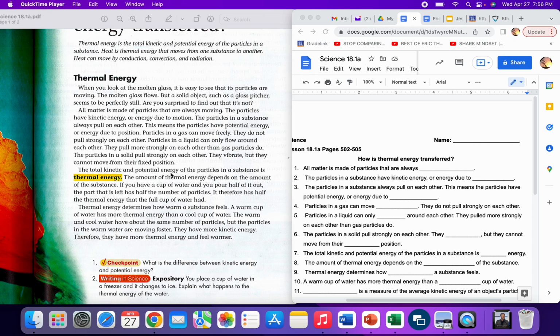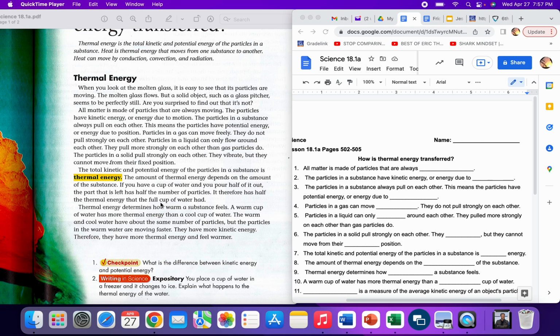The total kinetic and potential energy of the particles in a substance is known as its thermal energy. The amount of thermal energy depends on the amount of a substance. So if you have a cup of water and pour half of it out, the part that is left has half the number of particles. Therefore, it has half the thermal energy of a full cup of water. So the more of the substance you have, the more thermal energy it has.